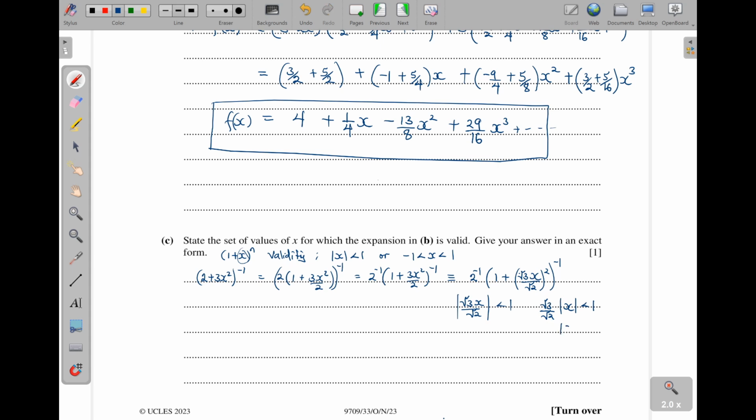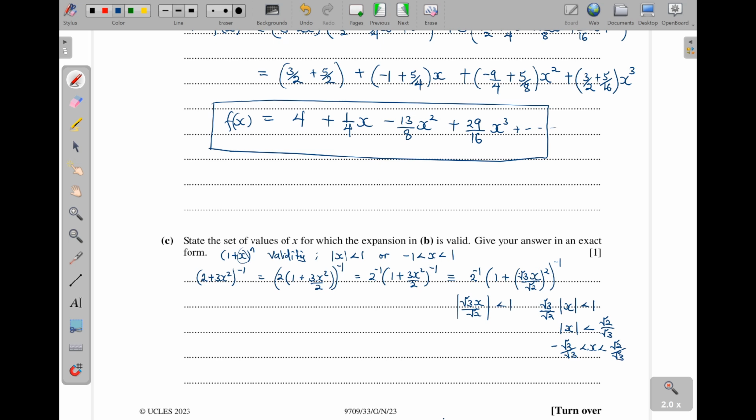So we shall have the modulus of x here less than root of 2 over root of 3, okay? I multiplied through by root of 2 over root of 3 to cancel it from this side, and then it also comes to the other side, okay? So that is what we are having there, which is the same as saying negative root of 2 over root of 3 less than x less than positive root of 2 over root of 3.